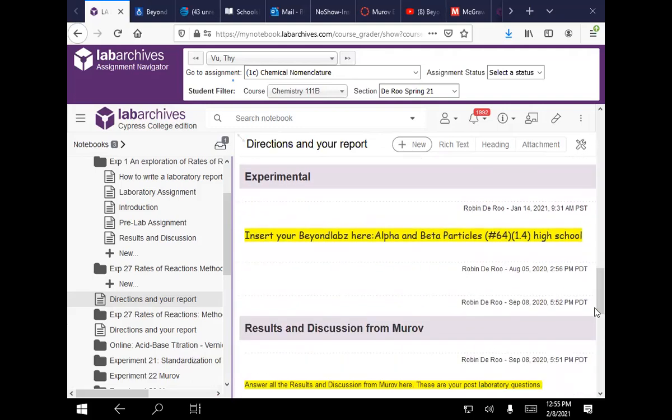Okay, because we're doing this virtually, the experimental is your Beyond Labs, the alpha beta particles. And again, you can just attach that. That's what you were asking before about the notebook. You do your Beyond Labs in your notebook, you download that PDF, and then you upload that here. So the alpha and beta is because we're talking about nuclear. And so that's your virtual Beyond Labs here.